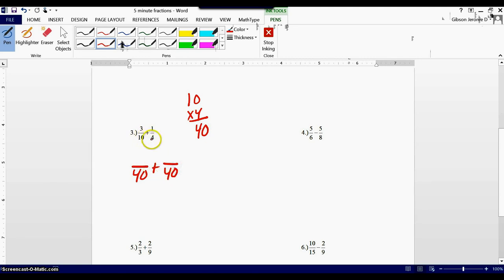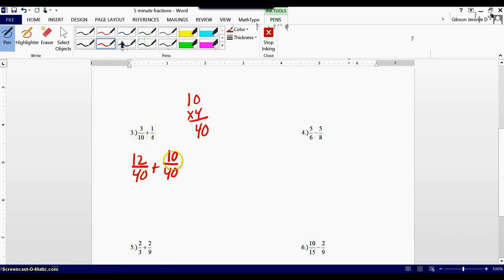Now, since our denominators have changed, that means that our numerators must change as well. So this is what we would do, and I want you to pay close attention to this. We would do cross multiplying. You would take this top number here times this bottom number here. What's 3 times 4? That would give us 12. So we would take the top times the bottom, that would give us the first number. Now we would take the bottom times the top. 10 times 1 gives us 10.